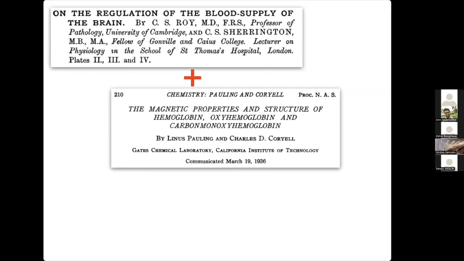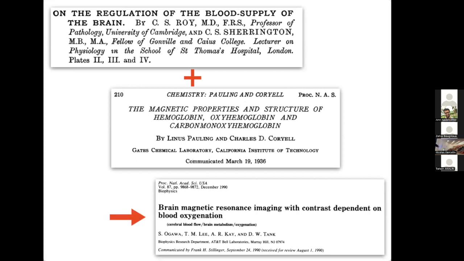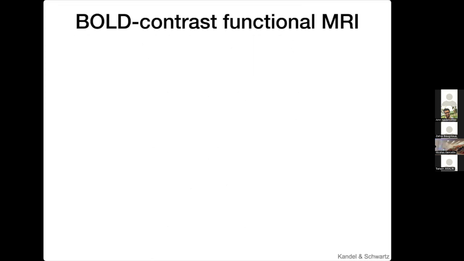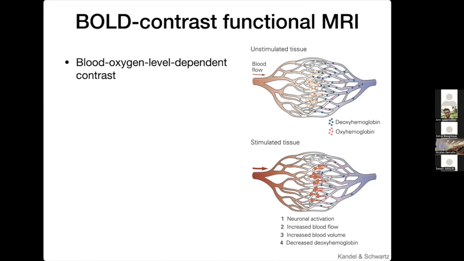And with these two things and the invention of MRI, we had to wait until the 90s for this article, which showed that with MRI, you could detect blood oxygenation and changes in blood oxygenation. What is this technique called? It's called BOLD contrast functional MRI. BOLD stands for blood oxygen level dependent contrast.